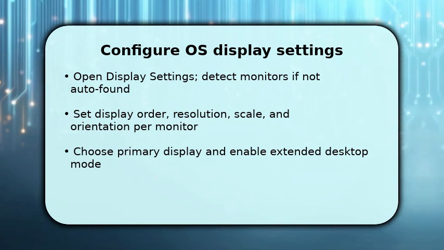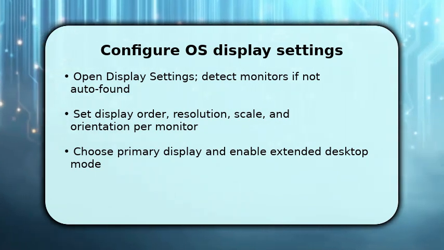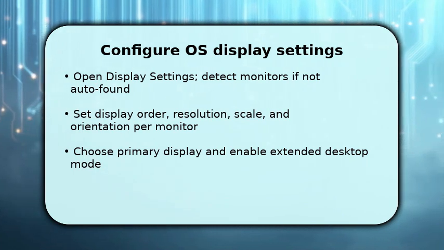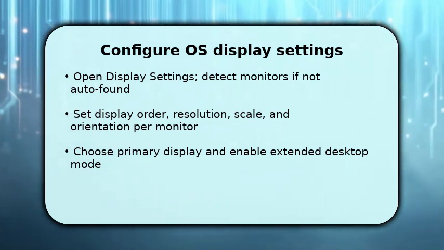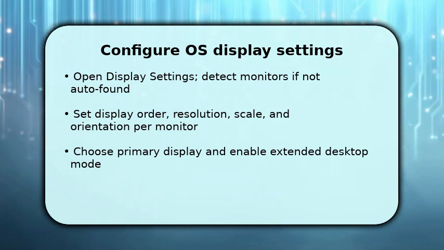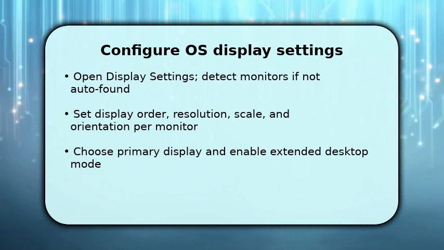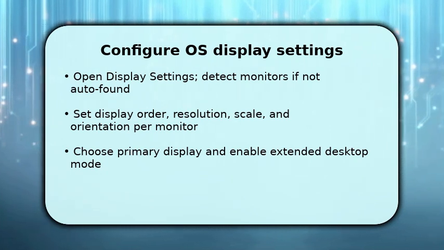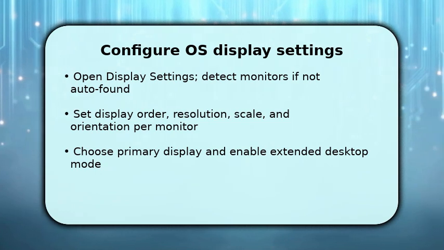Once seen, drag the monitor icons to reflect physical layout, then set each display's resolution and scale so text size and sharpness match. Choose which monitor is primary to control taskbars and default full-screen behavior. Make sure to enable Extend rather than Duplicate to gain desktop space. This step is crucial because it determines how windows travel between displays.